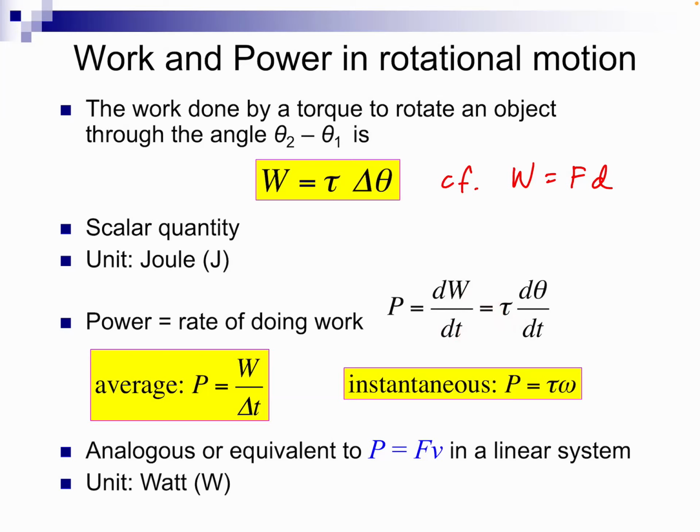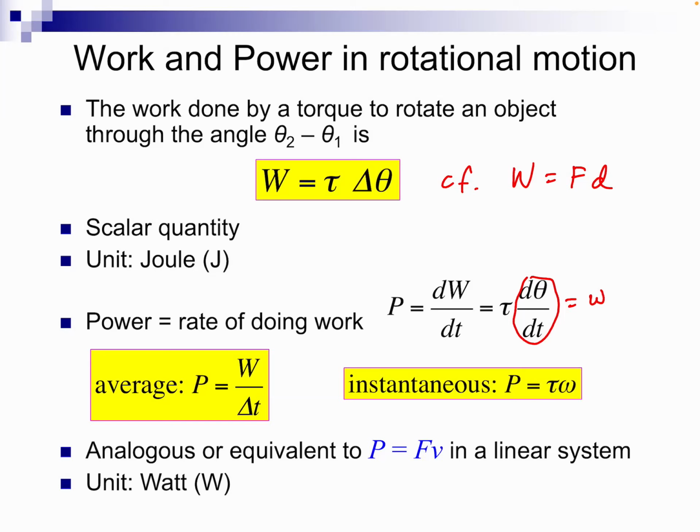Essentially, if we replace the definition of work from here, work is equal to torque times the angular displacement. Therefore, power is equal to torque times d theta over dt. And d theta over dt, this is equal to angular velocity. And so therefore, the instantaneous power at an instant of time or a very, very short time interval is equal to torque times the angular velocity, omega.